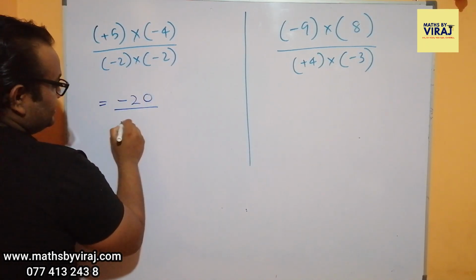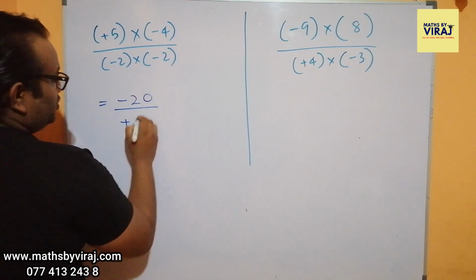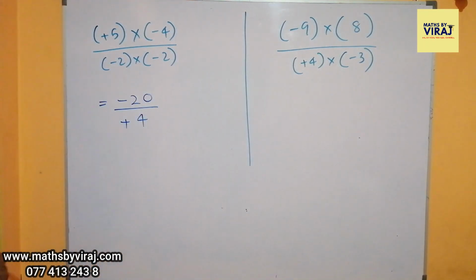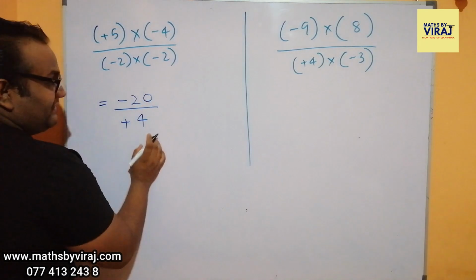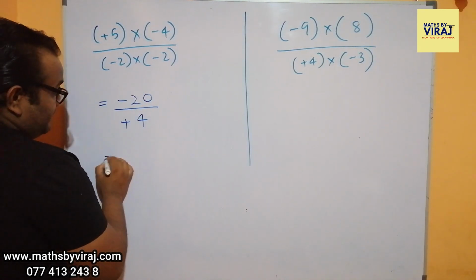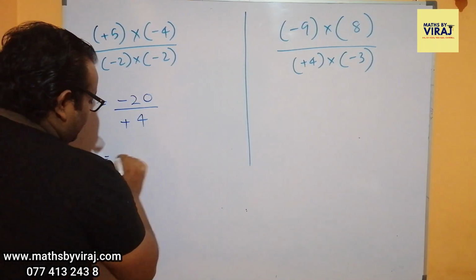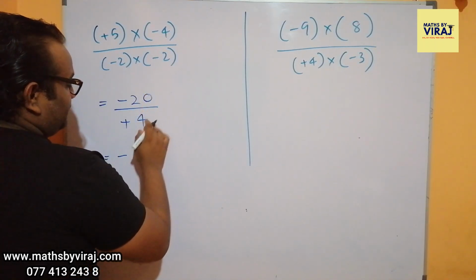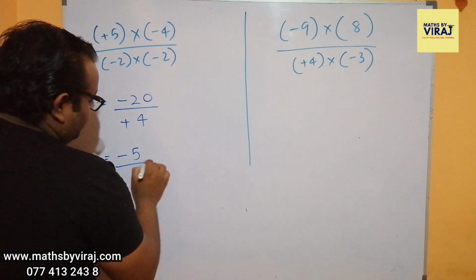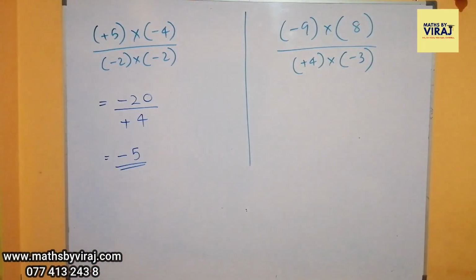Minus into minus, plus. 2 into 2, 4. Now children, as you can see, minus 20 is divided by plus 4. When minus is divided by plus, the answer is minus. 20 divided by 4, the answer is 5. Therefore, plus 5 into minus 4 divided by minus 2 into minus 2, the answer is minus 5.